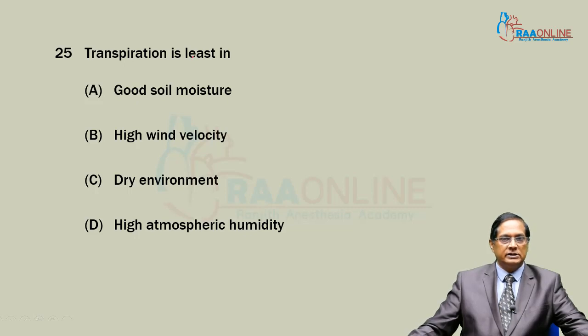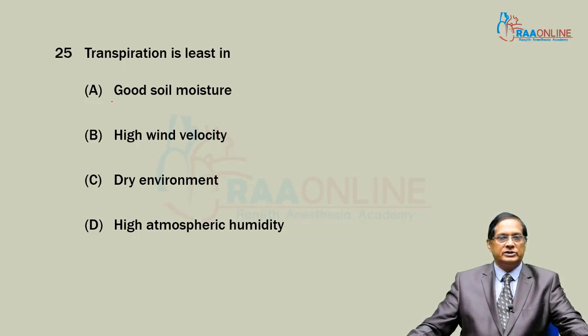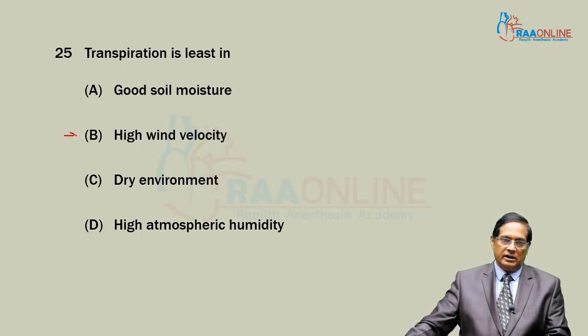Transpiration is least in which condition? Let's check. Good soil moisture favors transpiration, because if there is moisture in the soil, then only plants can draw water from soil. High wind velocity, transpiration is high. Dry environment, transpiration is high.